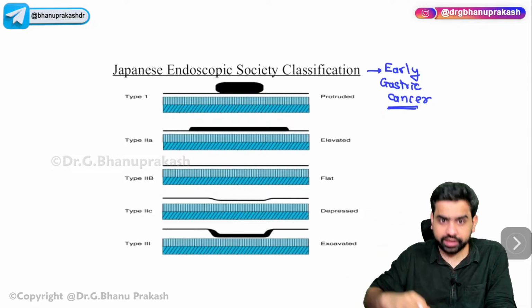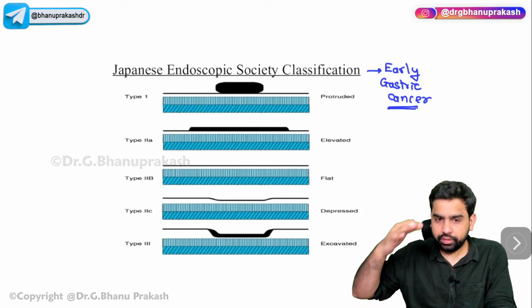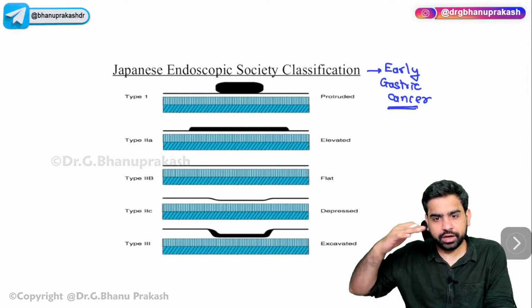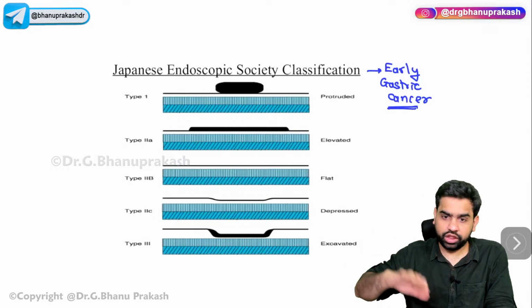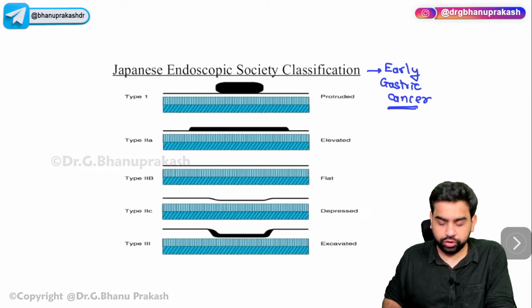In type 2C, there is a marginal indication. Here you can extend your criteria and you can perform the submucosal resection and the submucosal dissection. So that is what you need to understand over here.